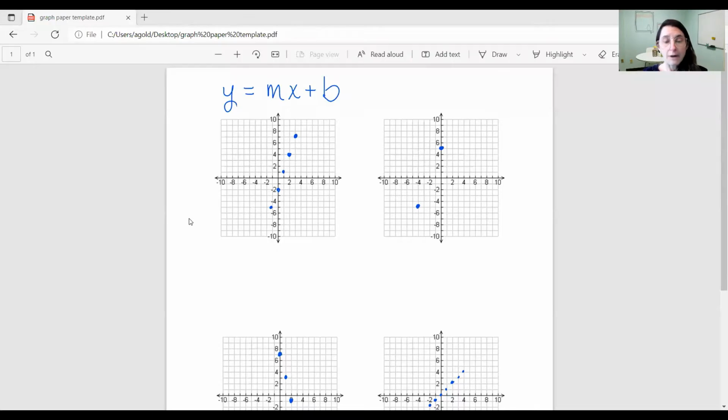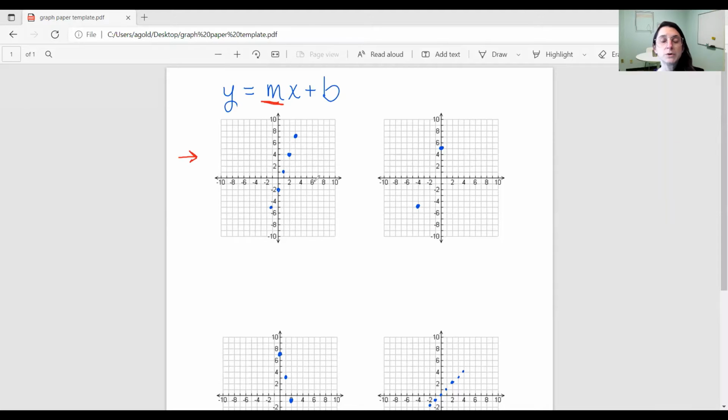Here we go. All right, so on this graph paper, I'm looking at this graph right over here. I've got to turn on annotate. And I wrote up at the top y equals mx plus b. This is the first form of a line that students learn. And as we saw on a previous video, the m here is used for the slope, and that's what we're focusing on for this part.